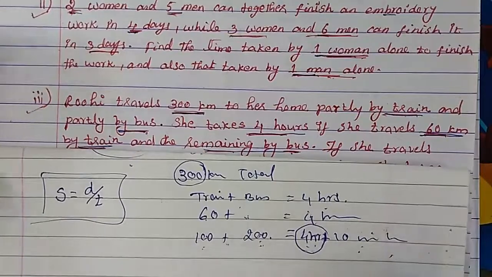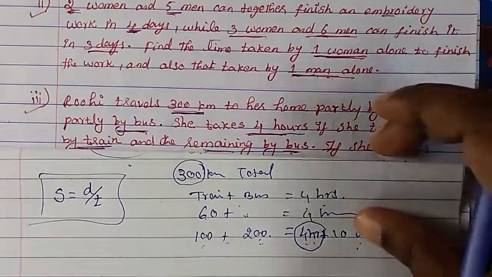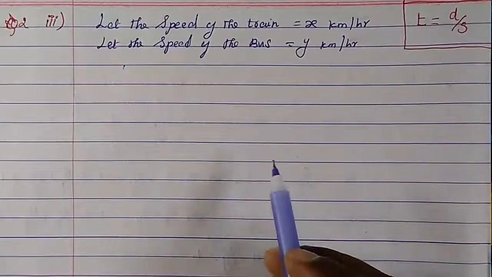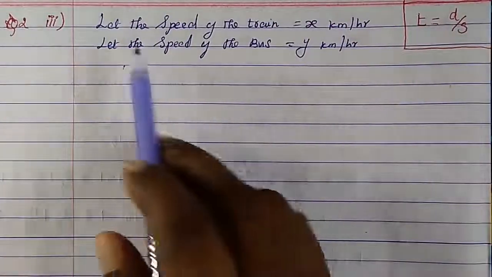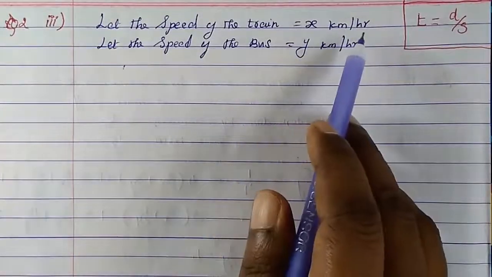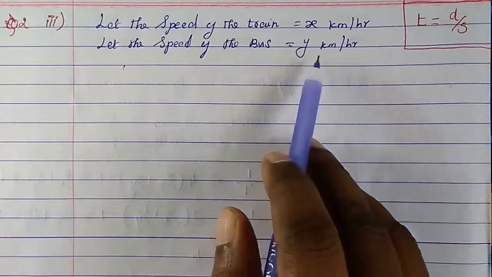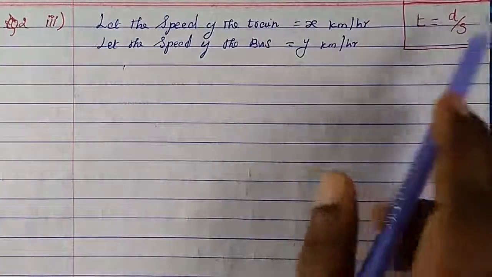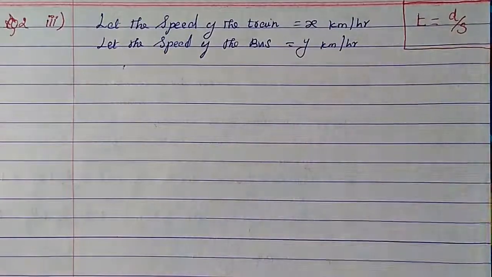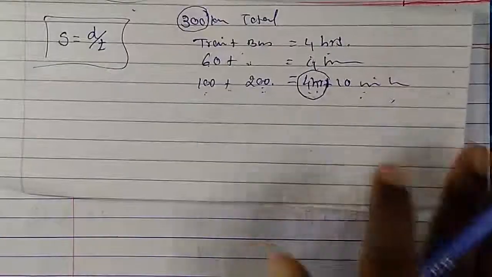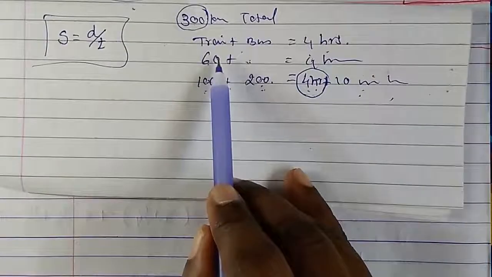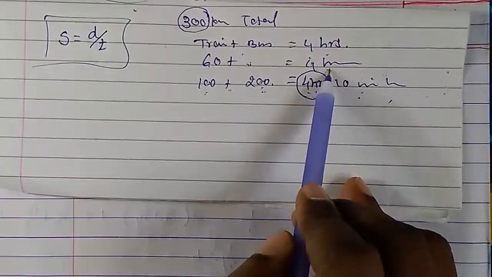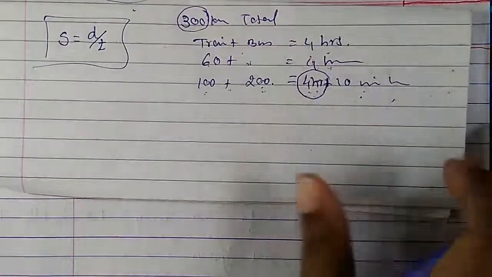So let's go to form the pair of equations. Since we have to find out the speed of the train and the bus, we keep them separately. So let the speed of the train be x kilometer per hour. Let the speed of the bus be y kilometer per hour. Now let's form the equations using the formula, because time is given together. Time is given together because 60 kilometer by train and the remaining kilometer by bus together she takes 4 hours. So that means time is given together.